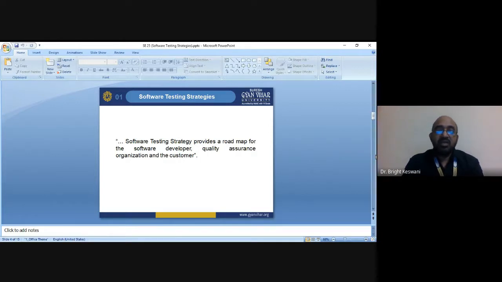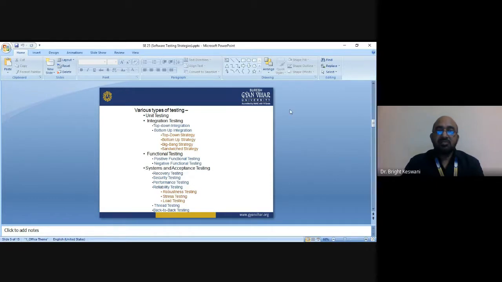There are several types of testing methods in order to conduct a proper and thorough set of tests. These are the types of testing, and they should be performed in the order in which they are given here. The first is unit testing, then integration testing, then functional testing, and then system and acceptance testing.